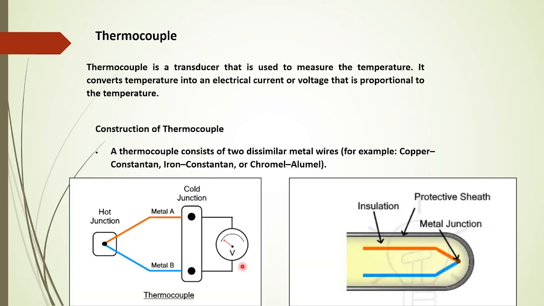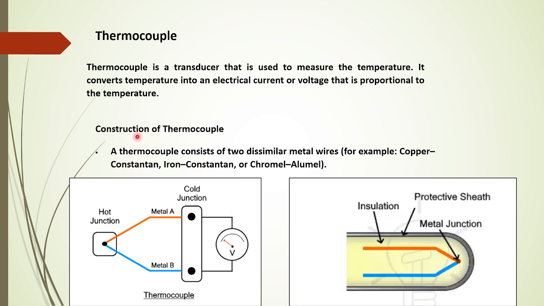The thermocouple is a transducer that is used to measure temperature. It converts temperature into electrical current or voltage that is proportional to the temperature value. So this is an electrical transducer that can convert a temperature into an electrical signal. So the thermocouple is an electrical transducer.